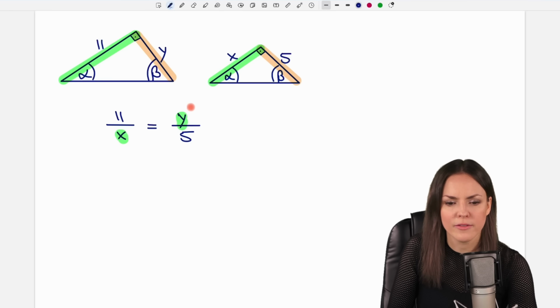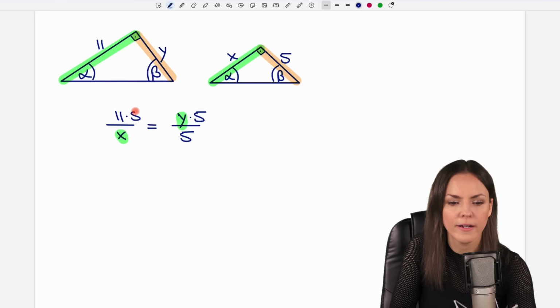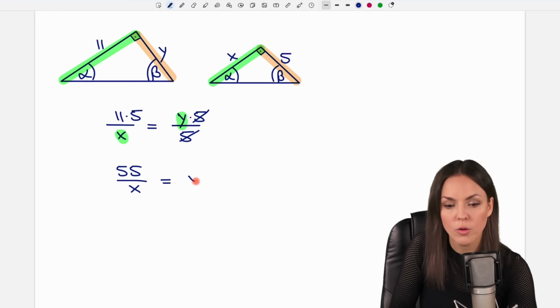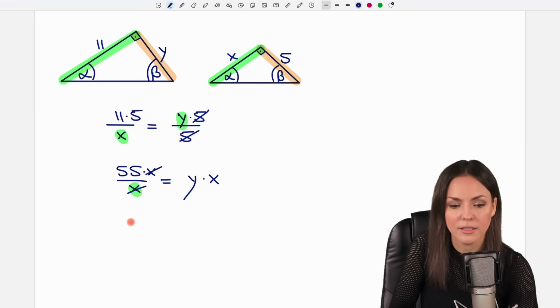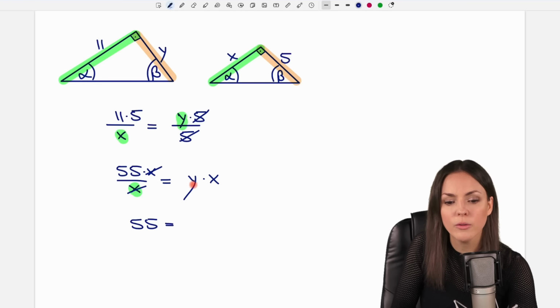Maybe first of all, we get rid of this fraction here, so we multiply both sides by the 5. So we multiply by 5, and we multiply by 5 here as well. So we have 55 over x on the left side, and these two cancel out, and we only have our y here. Then maybe take the x to the other side by multiplying by x here as well, both sides. This cancels out and only our 55 is left. And here we have y times x, or x times y if you want to rearrange this. X times y equals 55.